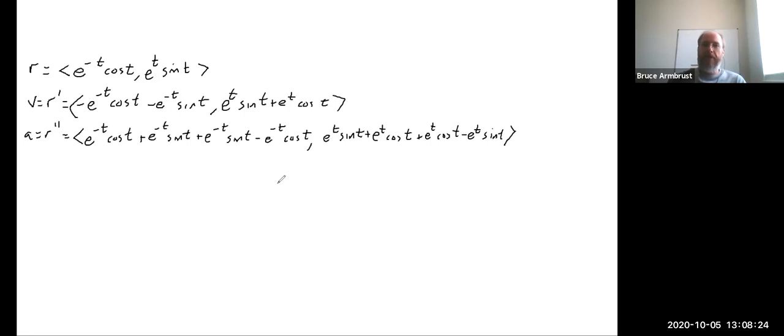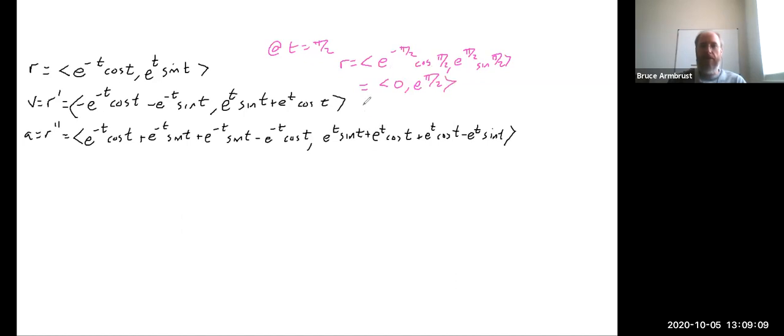All right, now, because we know we're at a specific point, I'm going to go ahead and plug those in. So for example, we're at t equals pi over 2, right? So our r is going to be e to the minus pi over 2 cosine of pi over 2, e to the pi over 2 sine of pi over 2. But I know cosine and sine of pi over 2, so I can actually plug those in. The cosine of pi over 2 is 0. The sine of pi over 2 is 1. So like there's our position vector.